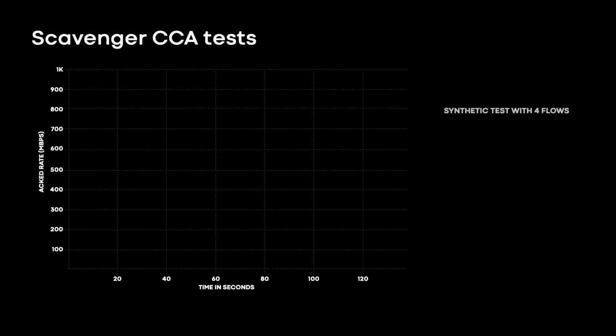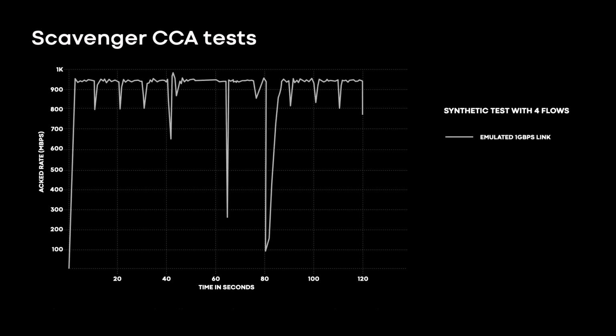This slide talks about a synthetic test we did to see how our scavenger CCA fared. The test was done on an emulated 1 Gbps link. The thick line over here represents the aggregate output of all the flows. It cannot reach 1 Gbps due to packet header overheads.